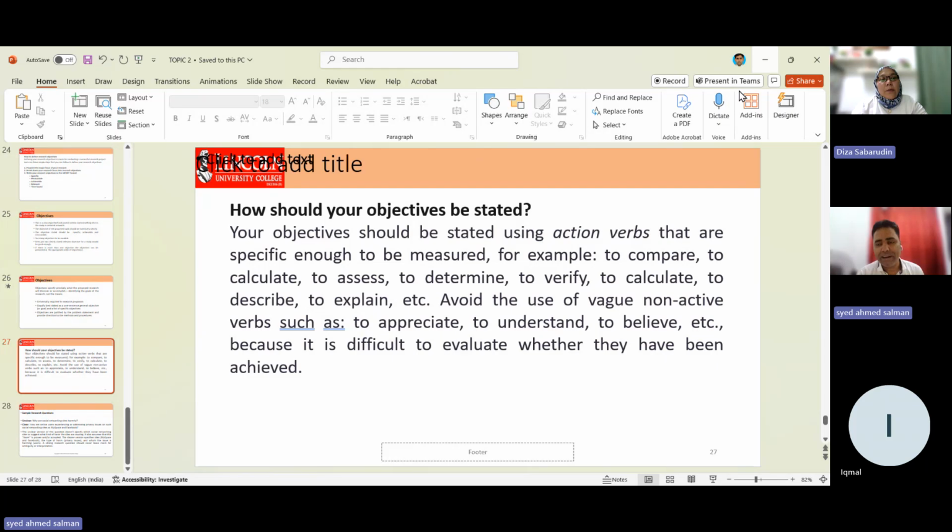You can take one or two minutes to understand the question. What is the importance of the problem statement in the thesis, in the research, in the dissertation?